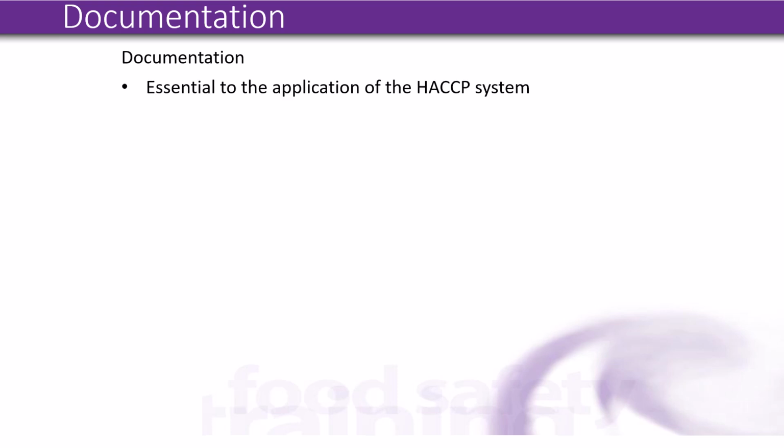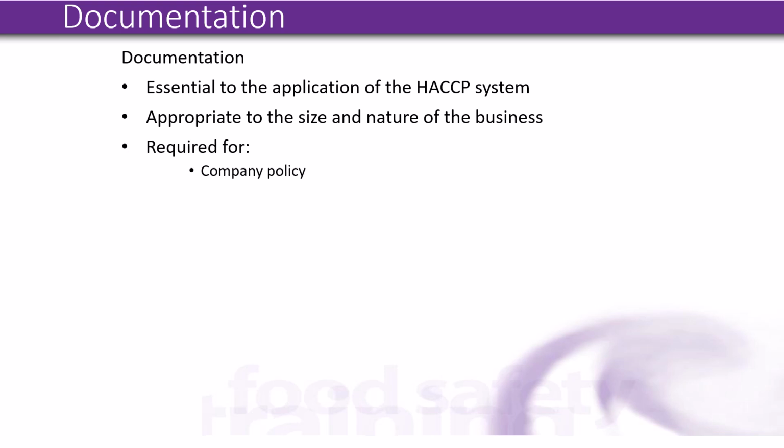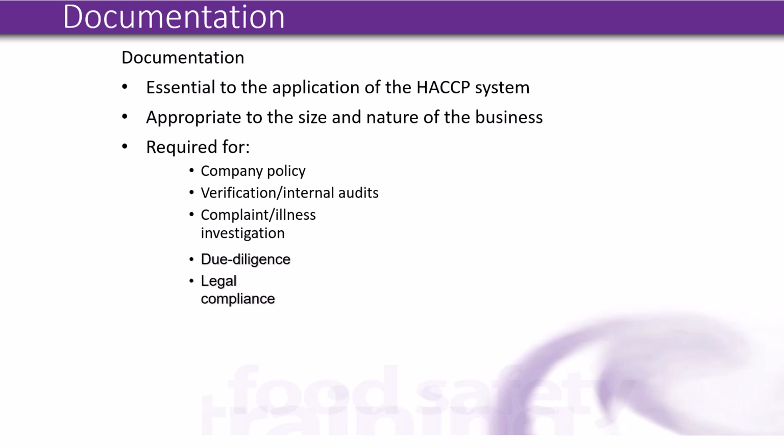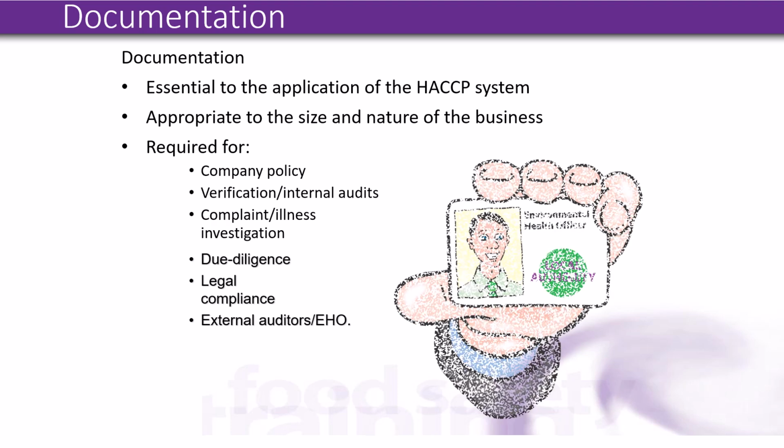So documentation is essential to the application of the HACCP system. It's one of the principles, Principle 7. It must be appropriate to the size and nature of the business. It's required for company policy, verification and internal audits, complaint and illness investigation, due diligence, legal compliance, for external auditors and the environmental health officer, or practitioner as they now like to be called.